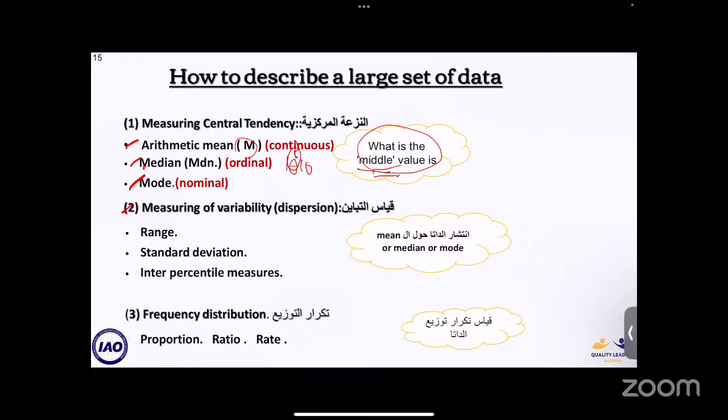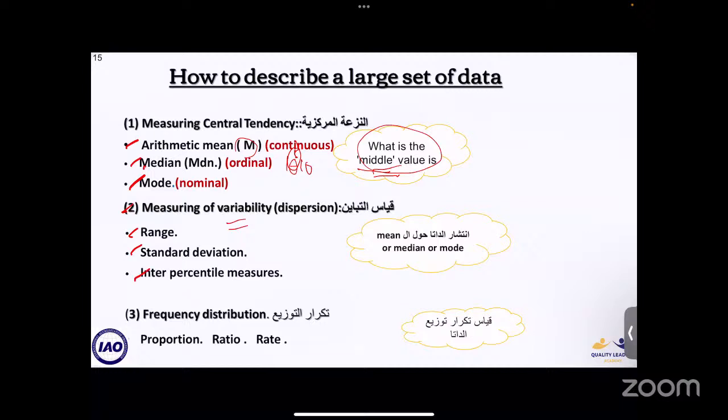Okay. So next is the measuring of the variability or dispersion. While central tendency tells us the middle, variability measures how spread out the data is. So it answers the question, how far are the data points from the central value, which can be the mean or median or mode. So we have the types: the range, standard deviation, and interpercentile measures.